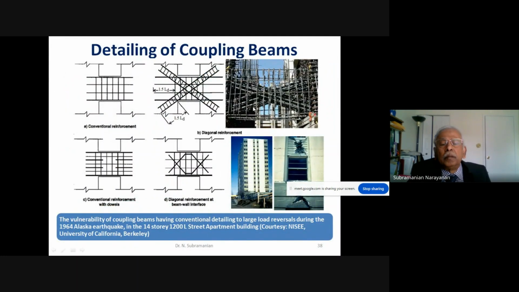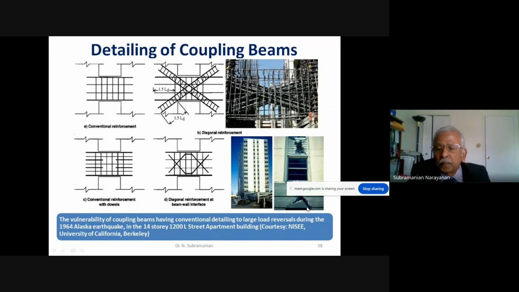Of course, it is better to have coupling beams instead of full shear walls. And this is a detailing which was researched by Professor A.R. Santhakumar of Anna University when he was working with Professor Paulay of New Zealand. This was the normal reinforcement which was used previously, and this is the reinforcement which is used now. And most of the codes follow this reinforcement now.